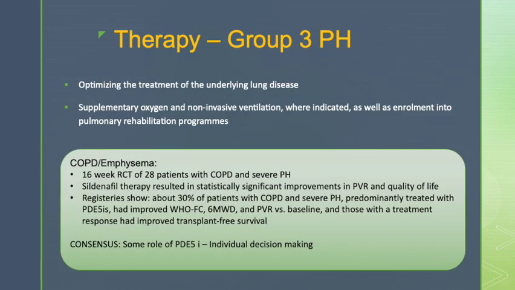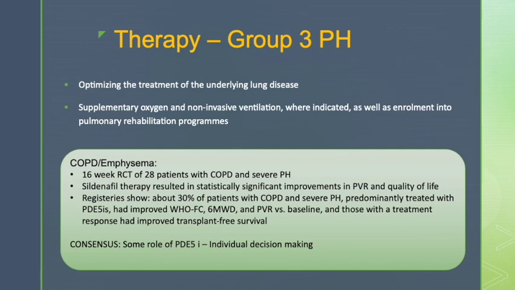Coming to therapy now, it's important to optimize the treatment of the underlying lung disease, and that's the first thing to do. Secondly, you may need supplementary oxygen, NIV, and you also need to enroll your patients into pulmonary rehab, which will improve their exercise tolerance.